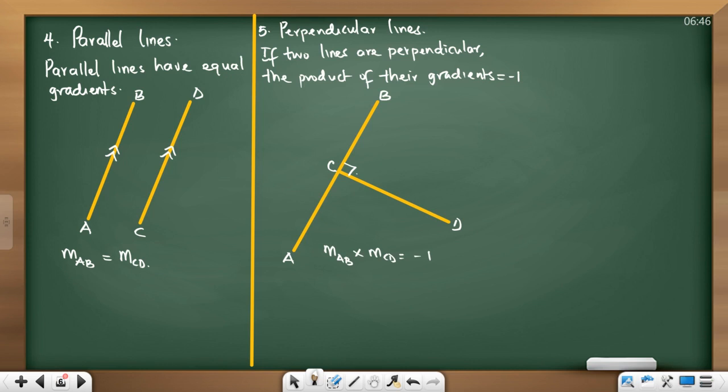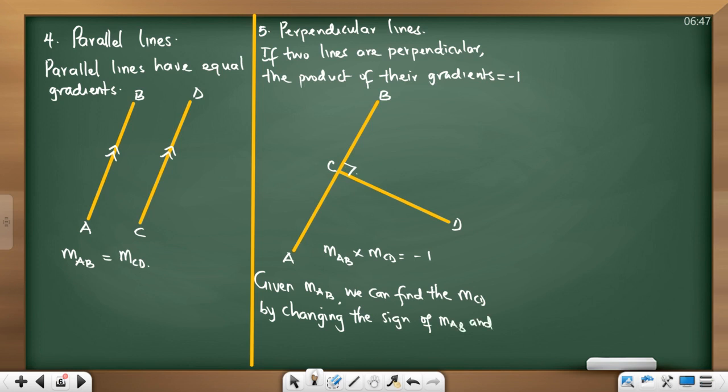And you don't have to do all the maths, all right? Given the gradient of AB, we can find the gradient of CD by changing the sign and reciprocating the number. Change the sign of the gradient of AB and reciprocating it. You don't have to really do all the maths.